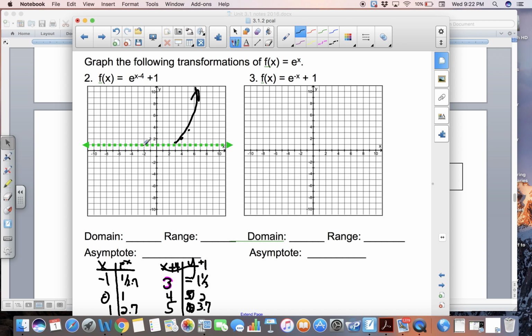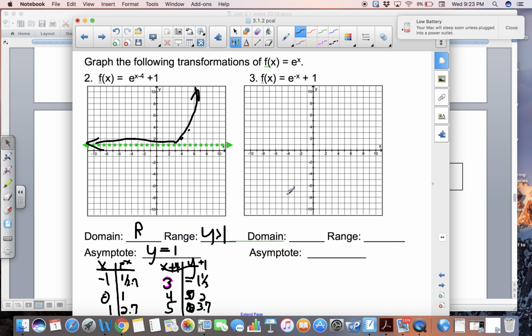I want to see the 3 points. You're going to head down to the horizontal, and just go smoothly down. I can't draw it that well here. The domain is all reals. The range in this case, y is greater than 1. And the equation of the asymptote is y equals 1. Okay? All right, so this next one, e to the negative x plus 1.